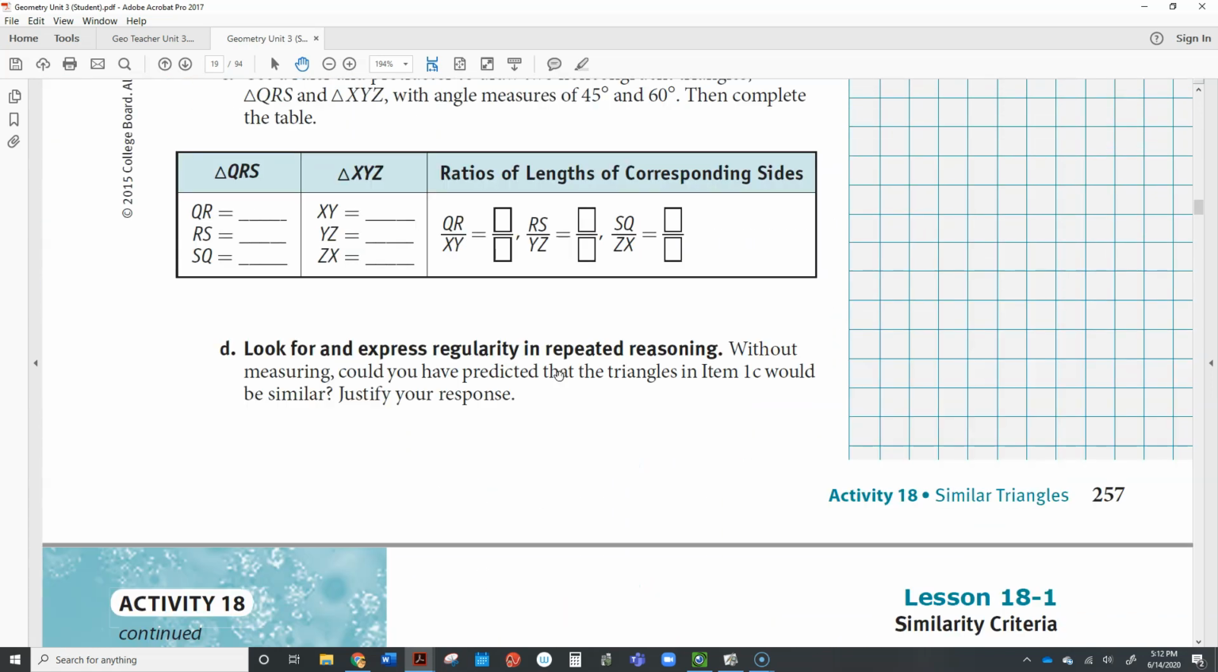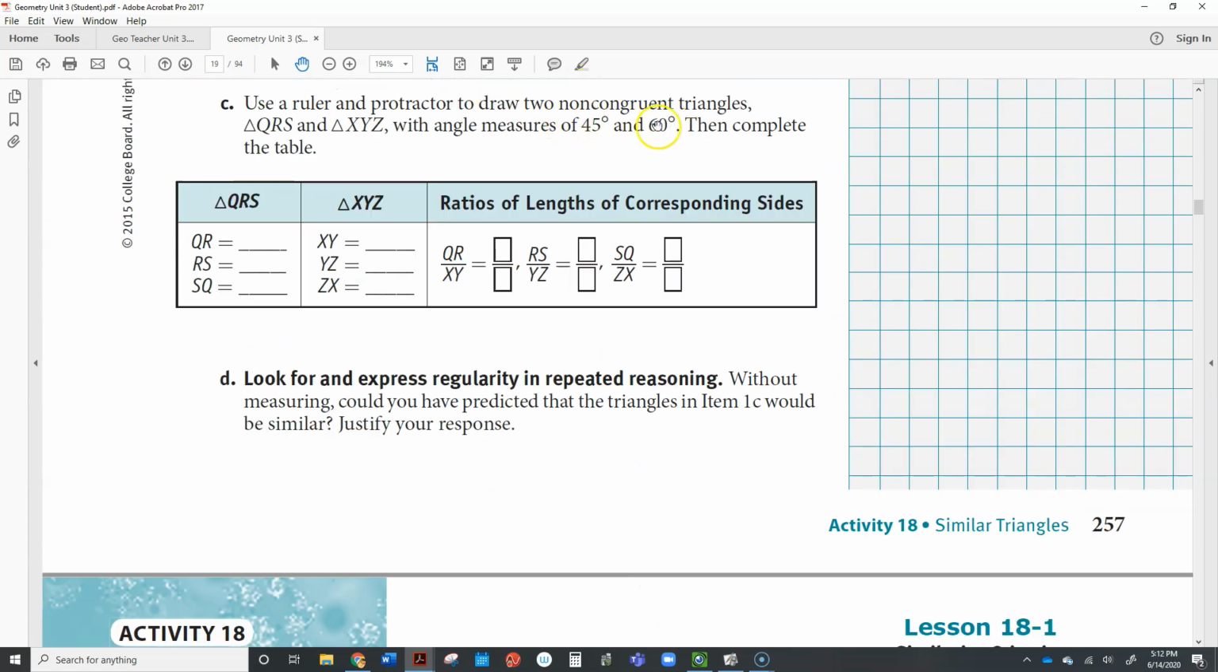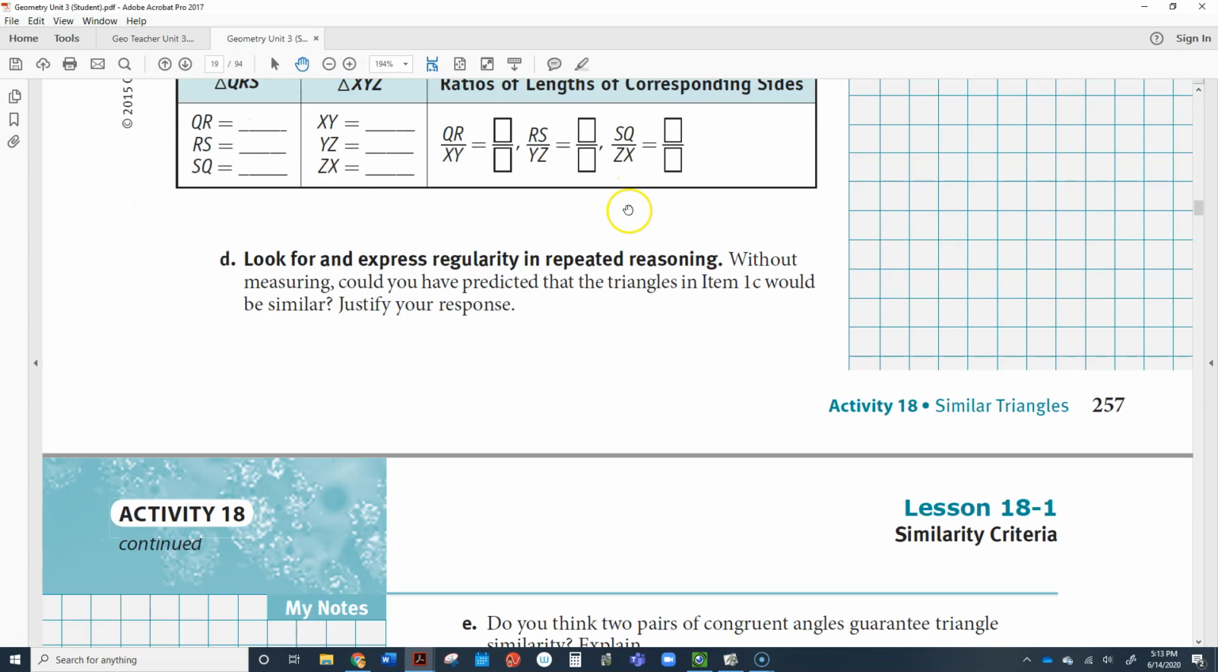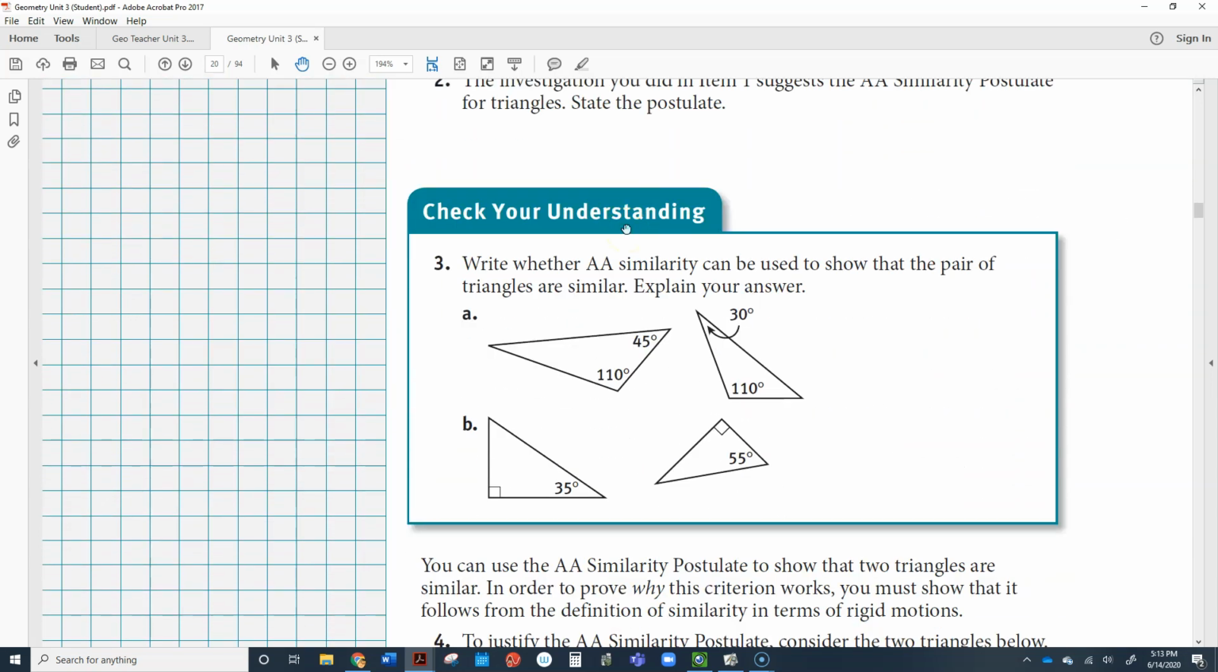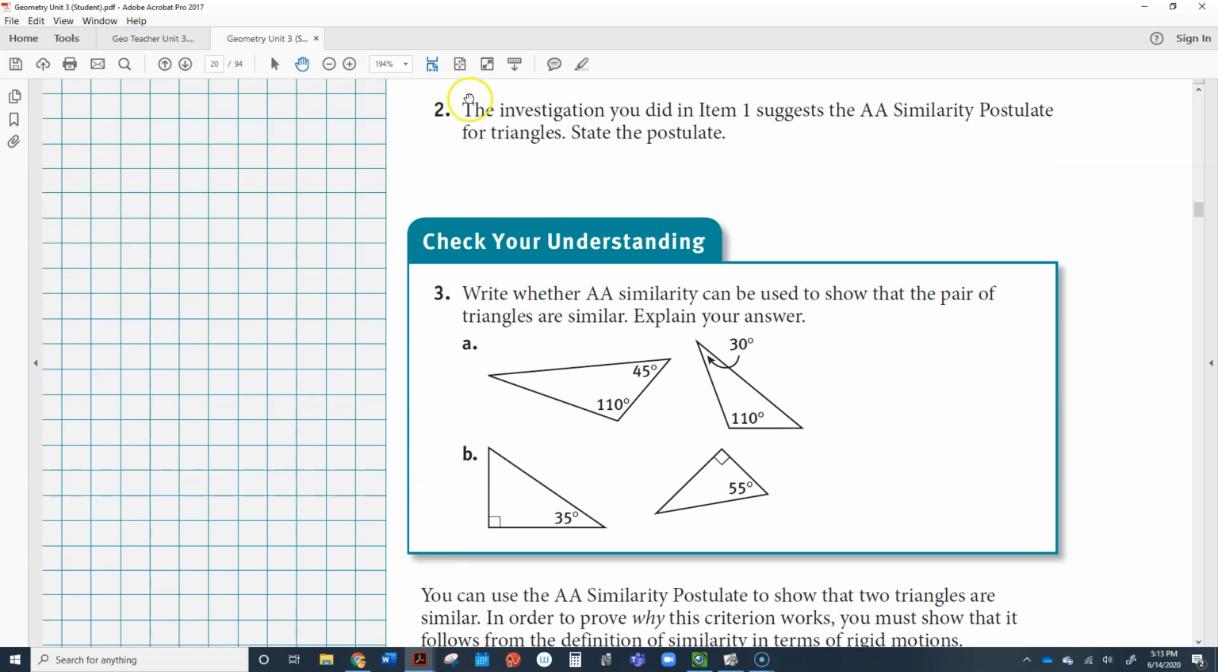On this one, it's talking about, okay, what if they just give me two angles? We already talked about that. The fact that you only give me two angles does not change the measure of that third angle. Having those two angles guarantees that those third angles are going to be the same. So the bottom line is, it says the investigation you did suggests there is an angle similarity postulate for triangles, and there absolutely is.